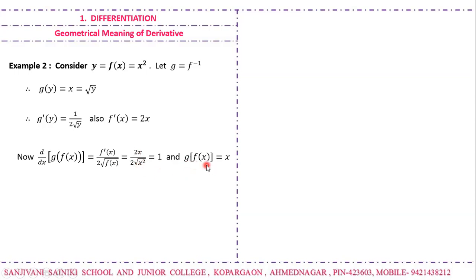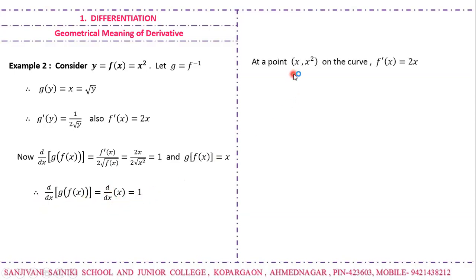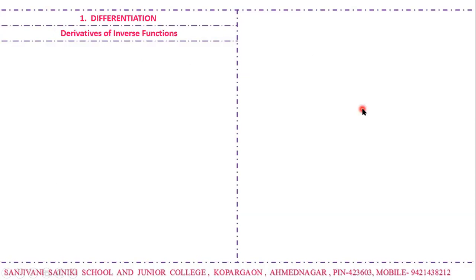So g of f of x is x. So d by dx of g of f of x is d by dx of x, which is 1. That means at the point x, x square on the curve, f dash of x is equal to 2x, and g dash of y is equal to 1 upon f dash of x.